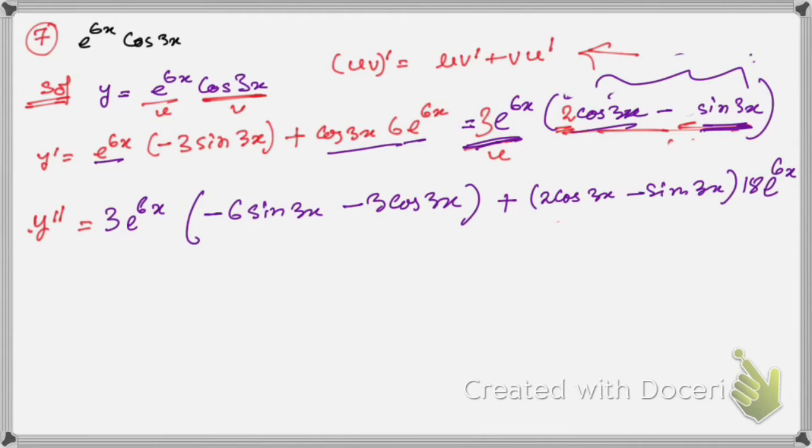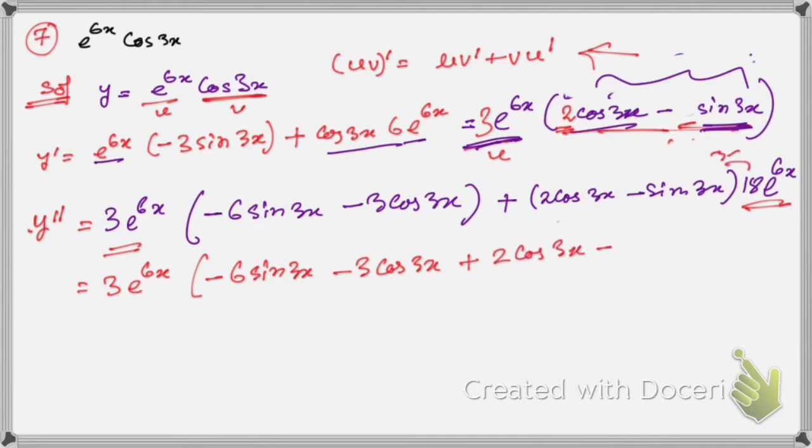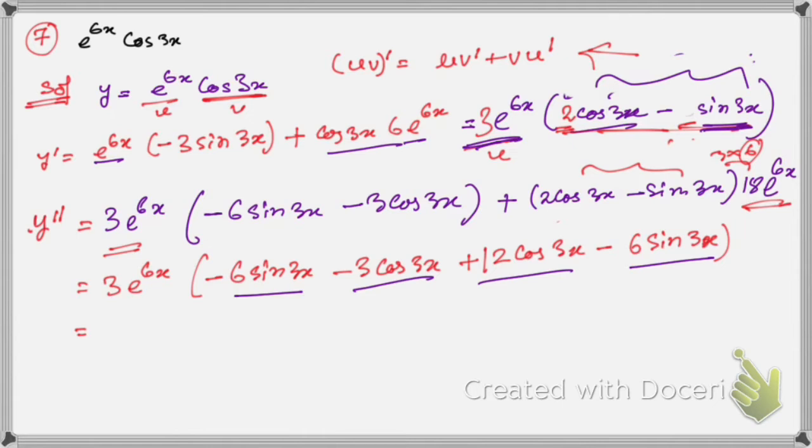So now here you can take 3e to the power 6x common, and if you take this, then you will get this term here. And here you see 18 can be written as 3 into 6. 3 is taken common. So if you multiply 6 with the expression within the bracket, here you will get this result. So minus 6 sine thrice x, minus 6 sine thrice x, then 12 cos thrice x, minus 3 cos thrice x. So our result is this.